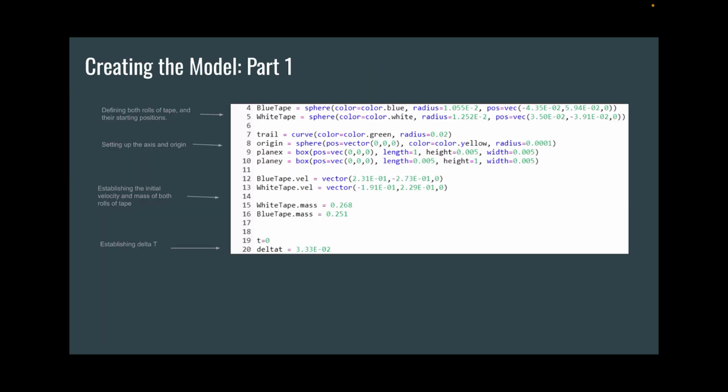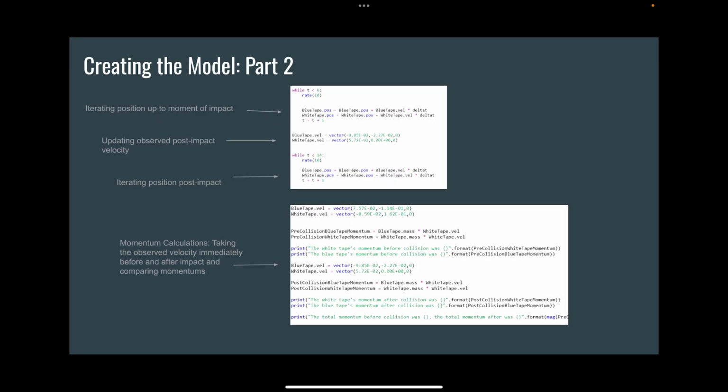To create the model, we started by defining both rolls of tape and their starting positions, and setting up the axis and origin. We then established the initial velocity and mass of both rolls of tape, and the change in time of a single frame. We then iterated the position up to the moment of impact using that velocity, and then updated the observed post-impact velocity manually before iterating the movement post-impact using the position update formula. Finally, we did momentum calculations, taking the observed velocity immediately before and after impact and comparing momentums before making them visible via a print statement.